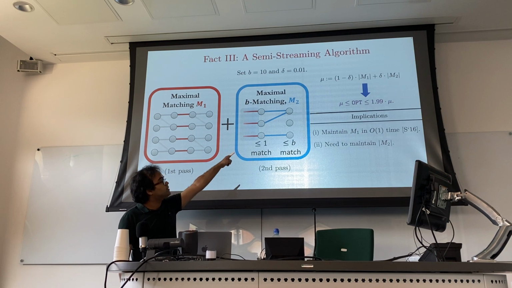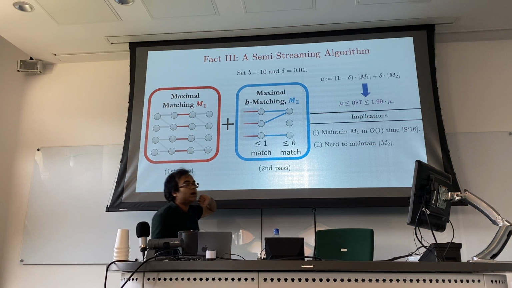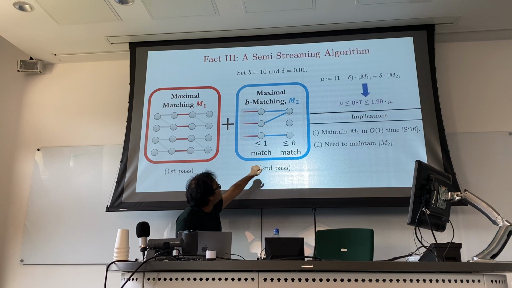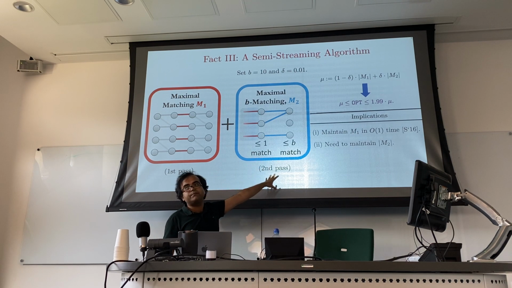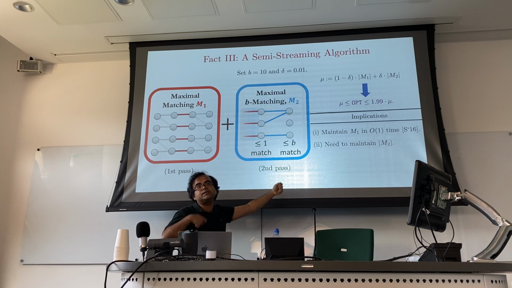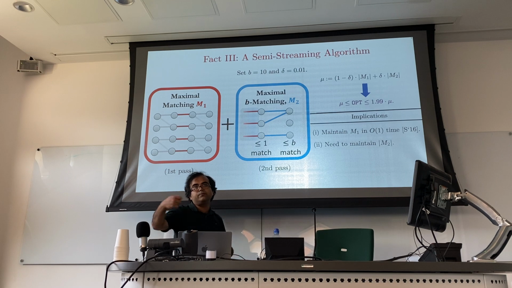That mu is an estimate that depends only on the sizes of M1 and M2. So how do we maintain the size of M2? Note that if you just want to maintain M2, you will get stuck with the vertex update barrier again, because M2 is being defined on a graph which changes by vertex updates. So how do you bypass this? Now we invoke the sublinear algorithm.